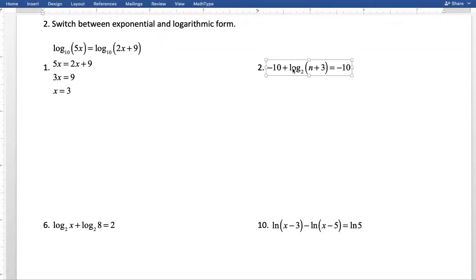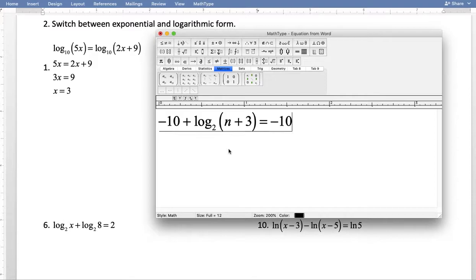Second one. Now, there's a little bit more here. There's only one logarithm. It's log base 2. The base doesn't really matter for the most part. We're going to use that later on. Now, what I see is we've got these values outside the logarithms. I'm going to combine like terms. So the first thing I'm going to do is add this negative 10 to the right side. And I happen to have negative 10 on the other side as well. Add 10, add 10. That's going to give us log base 2 of n plus 3 equals 0.